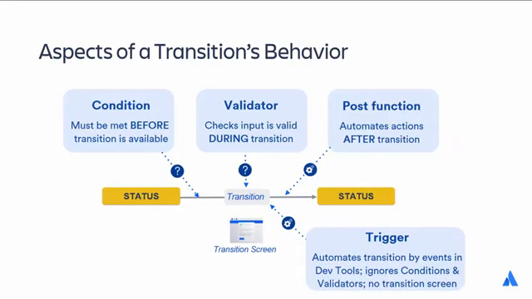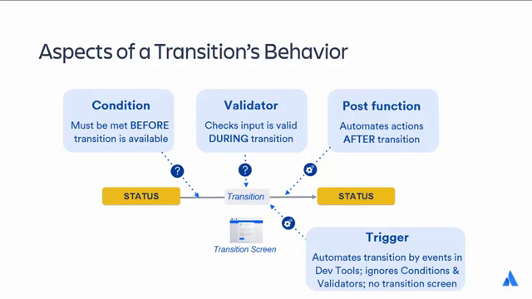So let's look again at the various aspects of a transition's behavior, what they do, and when they occur. This is really where the bulk of Jira workflow customization resides. You can configure your workflow transitions with conditions, validators, post functions, and triggers. These usually map to either a convenience, namely, do the boring stuff for me, or a requirement. For example, you can't close that without updating a field.